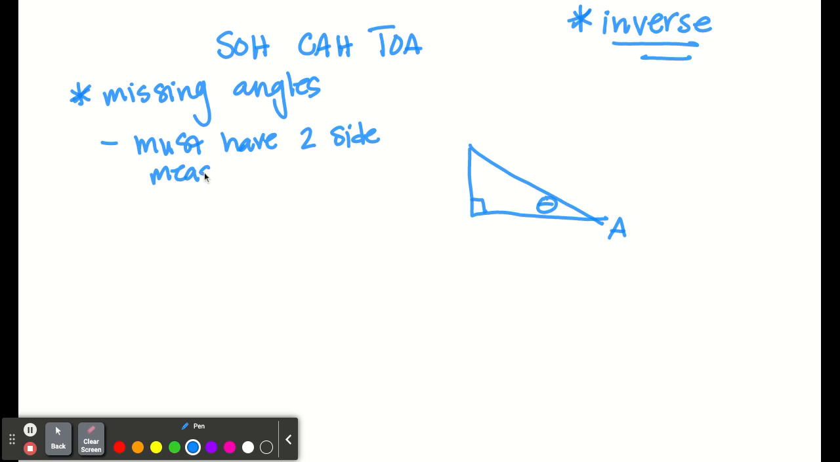In order to use this, if we have 2 side measures, we can use SOHCAHTOA to find this missing angle. Again, we would have to take a look at the sides that we have with respect to this angle. Here would be adjacent, here would be hypotenuse, and that would tell us which of the 3 functions we have to use to solve for that angle. In our work, though, we have to show that we're using the inverse to find that angle.